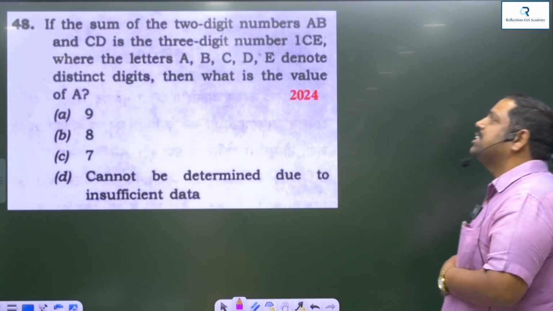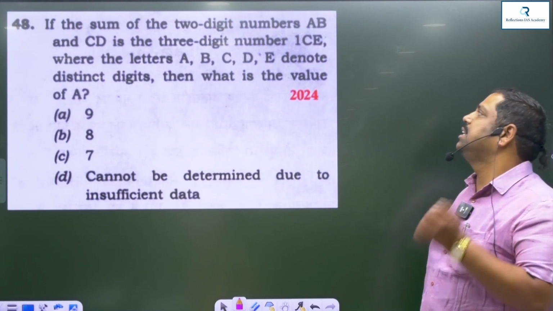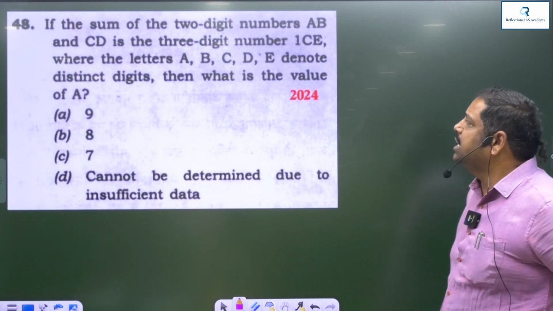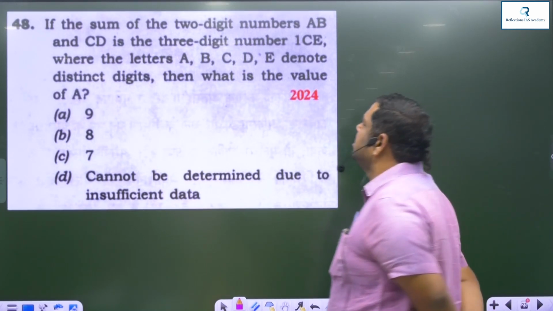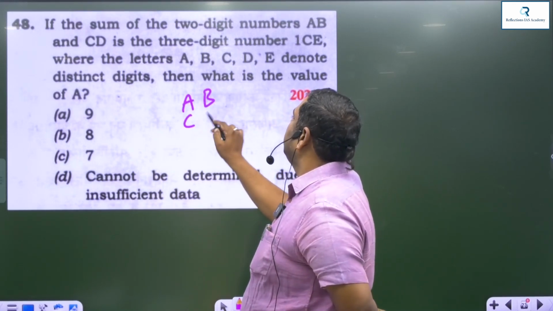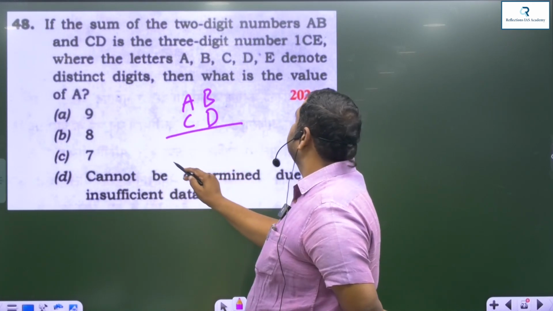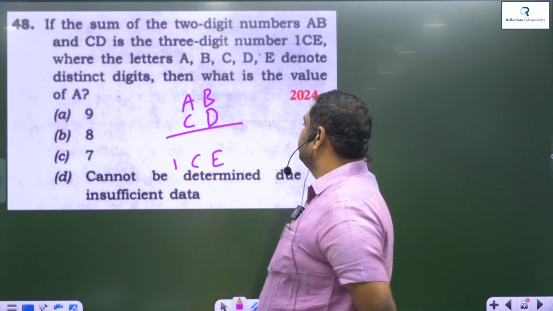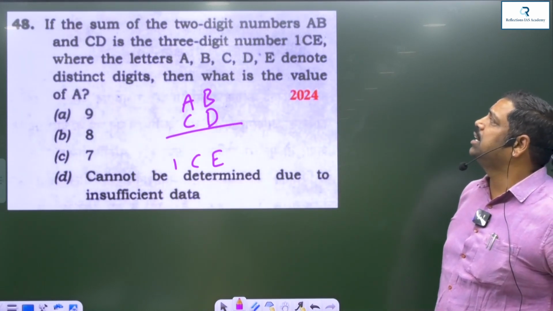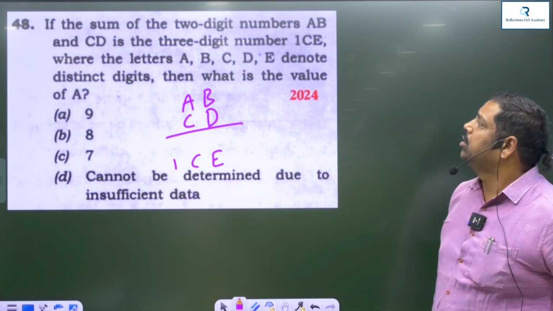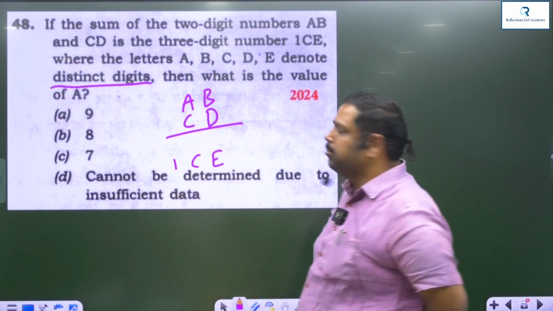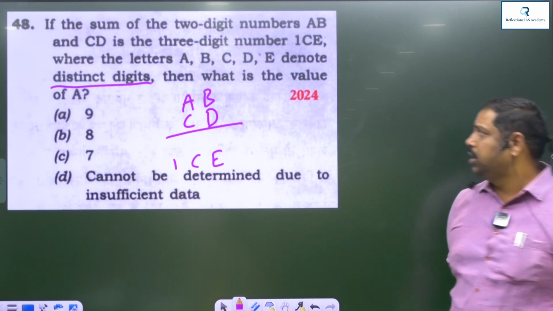Right. If the sum of 2-digit numbers AB and CD is a 3-digit number 1CE, where the letters A, B, C, D, E denote distinct digits, then what is the value of A? And observe, AB is added to CD. You are getting a 3-digit number, which is nothing but 1CE. Right? Okay. So all are distinct digits, right or wrong? Distinct digits, yes or no? Then he is asking about the value of A. Value of A. Okay, good.